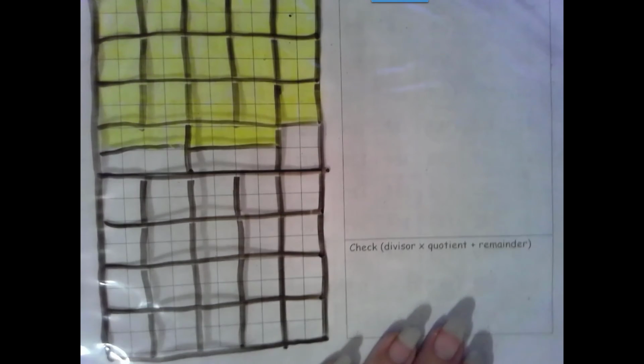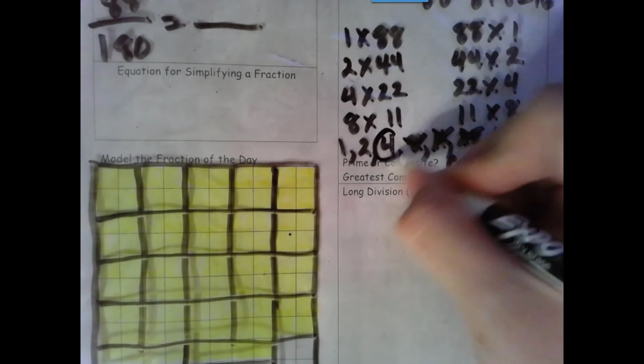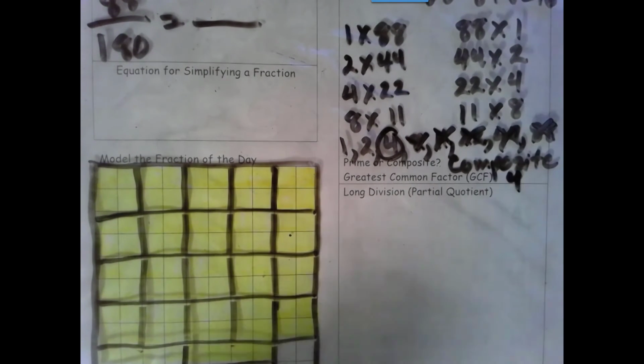All right, no remainder here. Finally found our greatest common factor, which is 4. Okay, so let's count up our groups of 4. The way I've made my groups, I have 5 in each row, so I can count by 5s. 5, 10, 15, 20, 21, 22, 23, 24, 25, 30, 35, 40, 45.